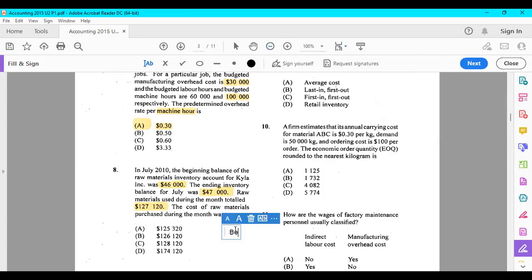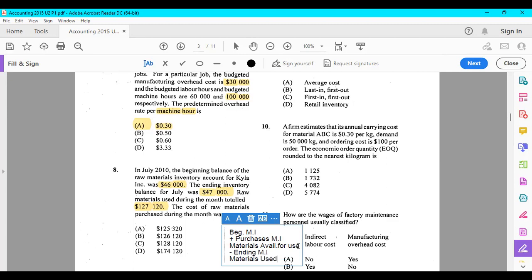So we know that beginning material inventory, plus, I'm going to put the plus sign, purchases of materials inventory, that's going to give us your materials available for use. Just follow me. And then from the materials that you have available for use, you subtract your ending material inventory, and then you'll get the materials used.